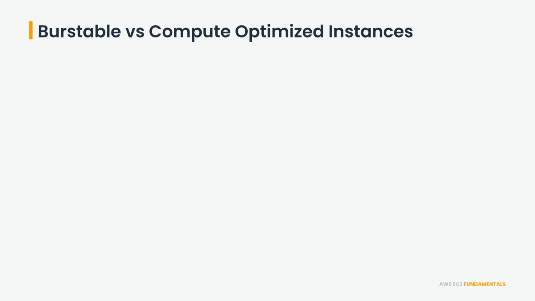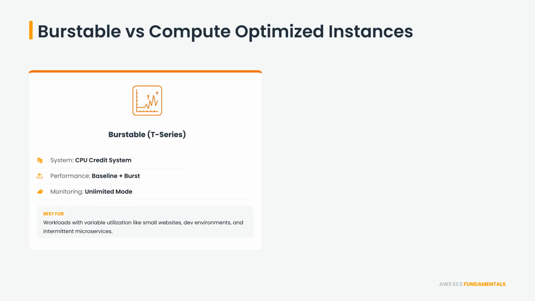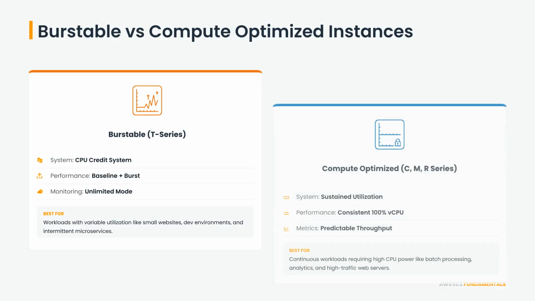One important EC2 concept is the difference between burstable and compute-optimized instances. T-series instances are burstable because they use CPU credits. They earn credits during low usage, then spend them during traffic spikes to temporarily boost performance. This makes them cost-effective for small websites, APIs, dev environments, and testing servers. But once the credits run out, performance is throttled during sustained high CPU usage.